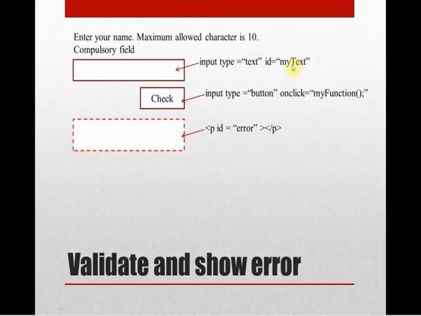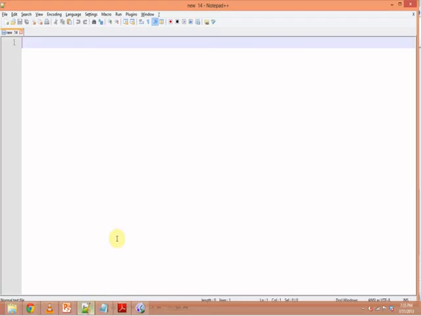Another is a button, so its input type is button, its value is check, and let's say on click we have to call a function, my function. And then there is an area, I call it as P paragraph, having no value right now. So we will actually show the value by calling this function and this error P tag. So we have an input box, we have a button and an area to show the message. So let's go ahead and try to make this.